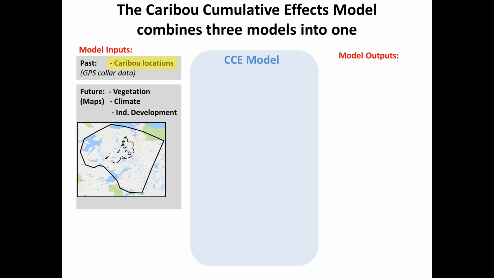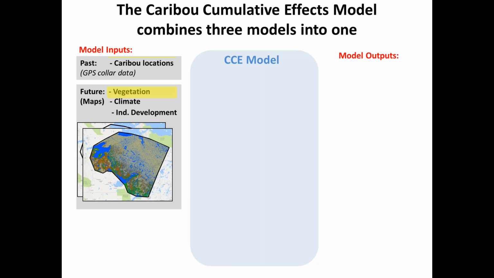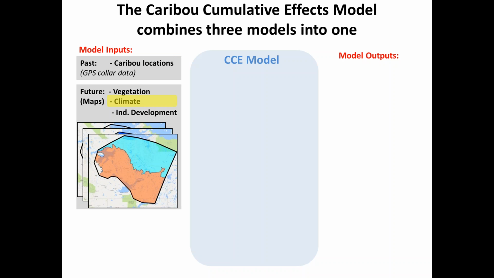So across this range, we also need to represent as an input potential future vegetation. And the simulation model will use this information to determine possible food available to caribou that are moving across this landscape. Across the same range, we need a map of different climate zones, and these climate zones will then be used to represent climate conditions experienced by a particular caribou on a particular day, things like snow depth and temperature.